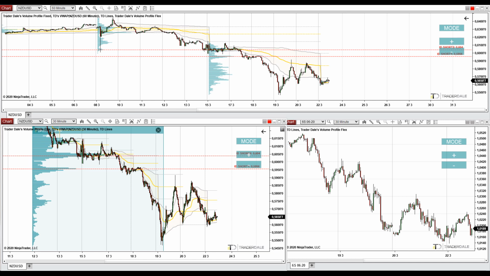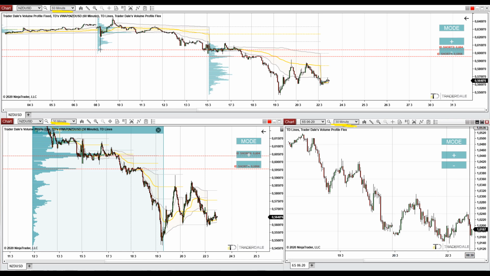Alright, so let's now have a look at the charts and let's start with the intraday trading ideas. Let's first have a look at the New Zealand dollar, US dollar. What you can see on your screen are three charts. All those charts are linked. All of them show the New Zealand dollar, US dollar. This is a 60-minute chart. This is a 30-minute chart, and this is also a 30-minute chart.